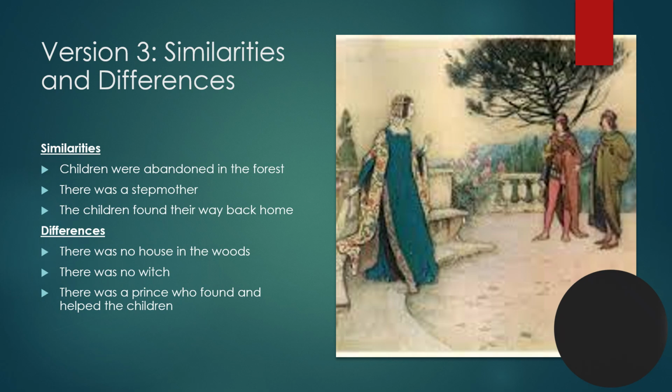Version 3, similarities and differences. Similarities: children were abandoned in the forest. There was a stepmother. The children found their way back home. Differences: there was no house in the woods. There was no witch. There was a prince who found and helped the children.